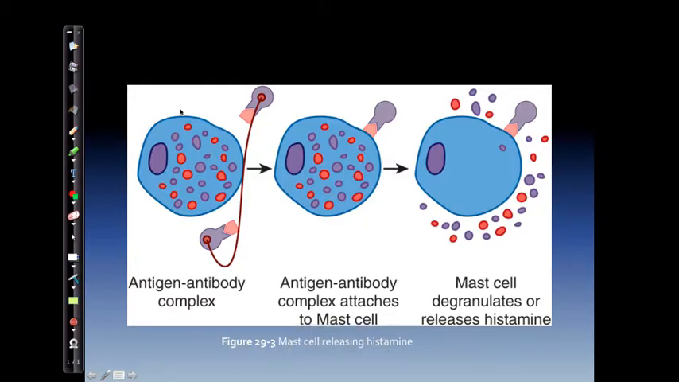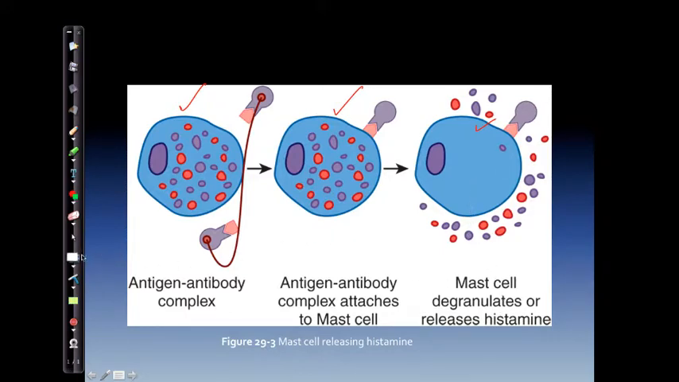So this is a mast cell, and once the antigen-antibody reaction reaches the mast cell, its job in life is to release histamine. So it degranulates all these granules through exocytosis, releases cellular material in the cellular environment, and the histamine causes vasodilation.